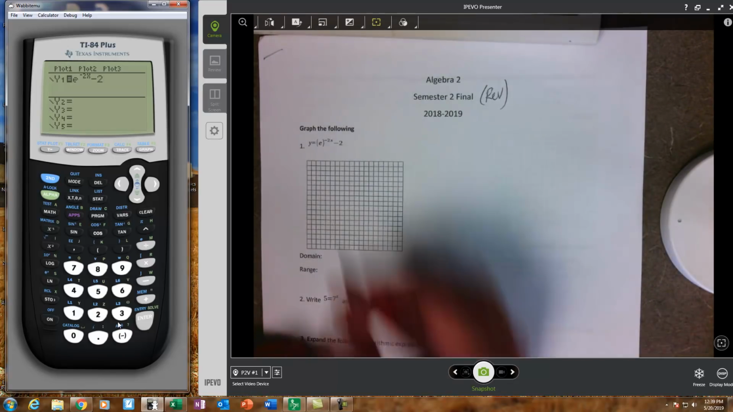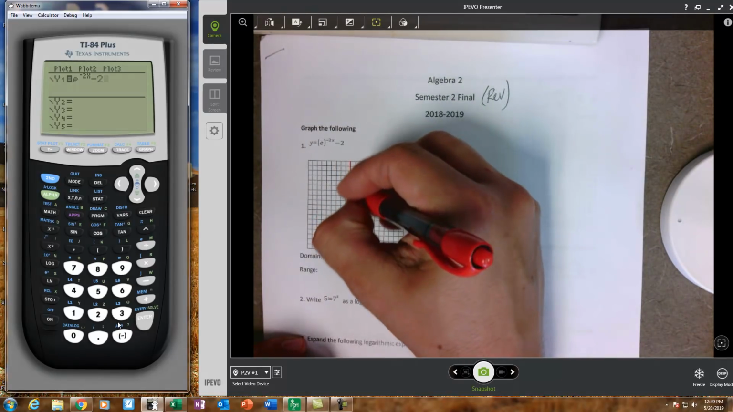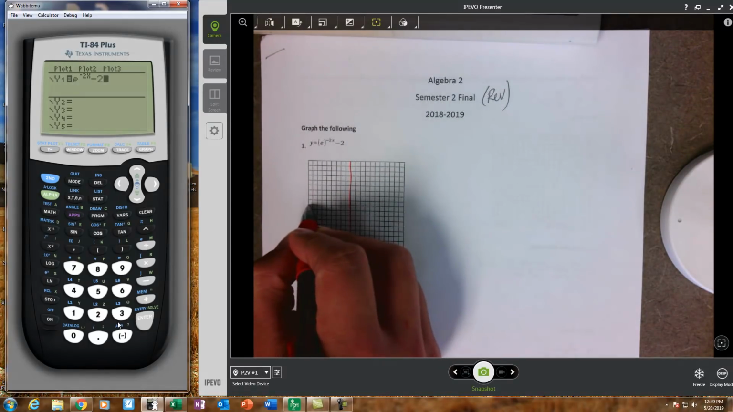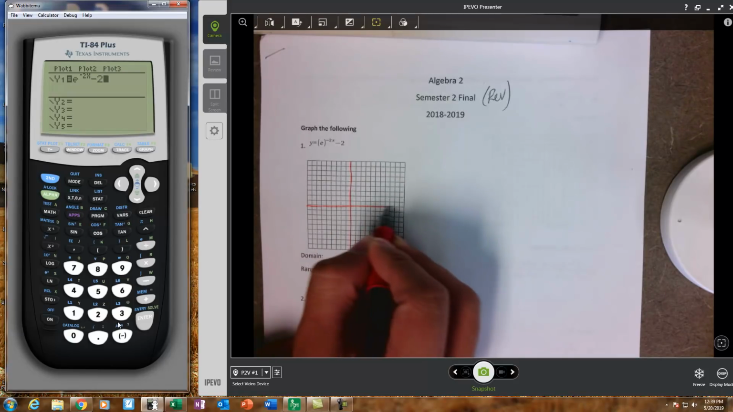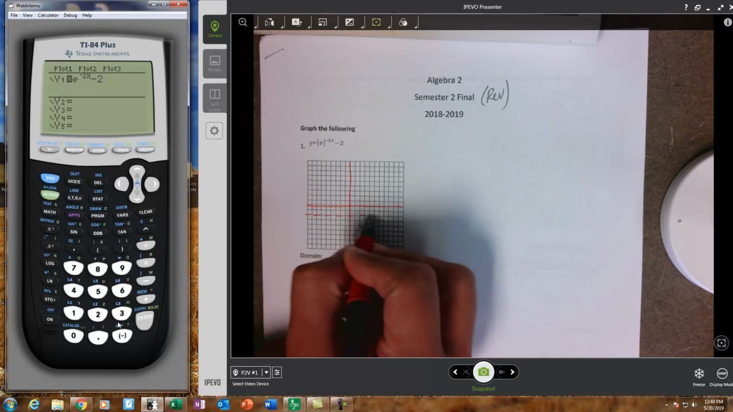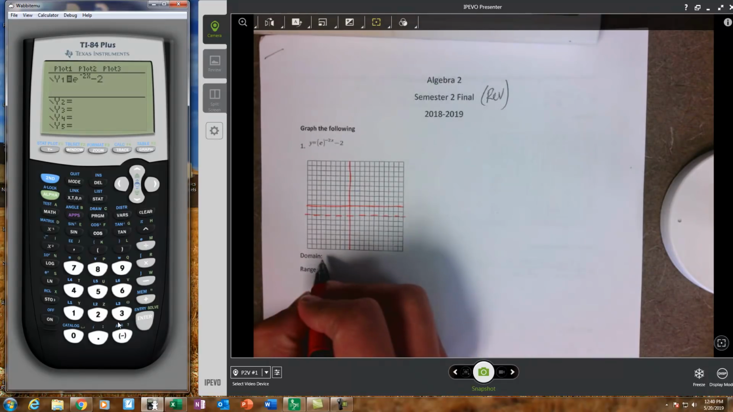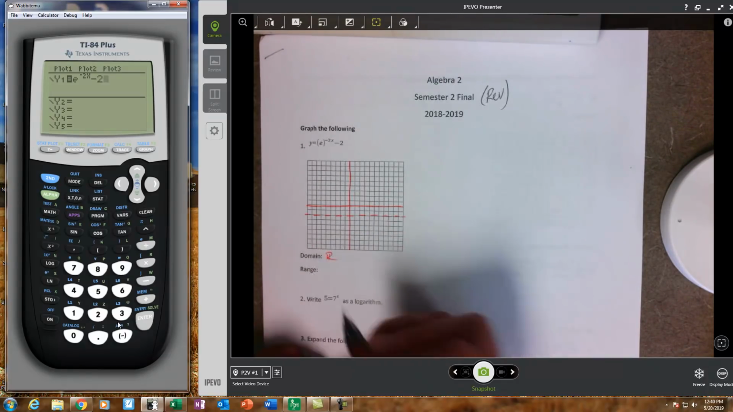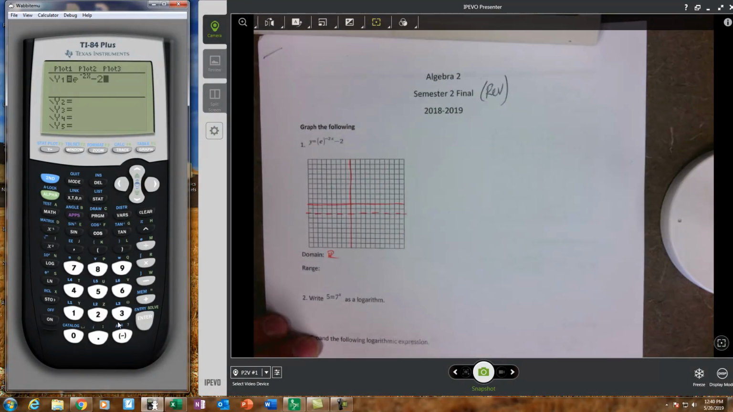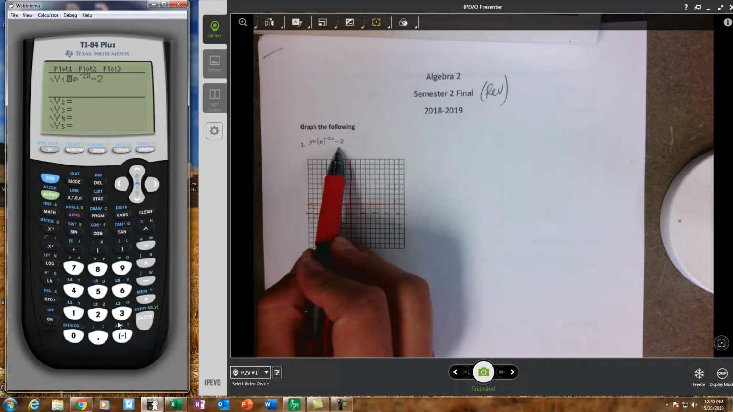One of the big things here is to realize that the minus 2 at the end of the problem is the horizontal asymptote. It has a lot to do with the range of the graph. The domain of an exponential graph is all real numbers. I use that fancy R for that. But the range is determined by the number added or subtracted at the end.